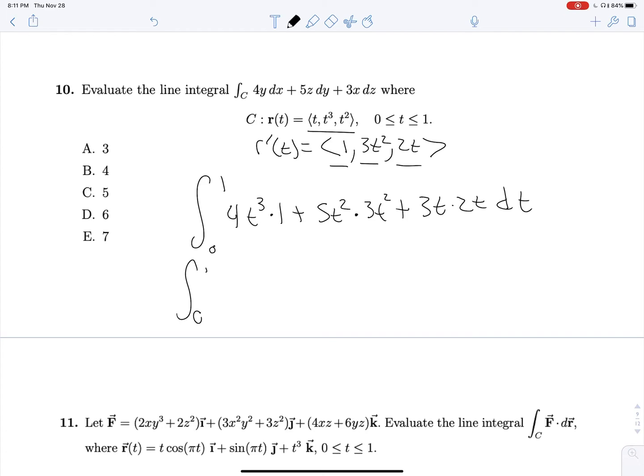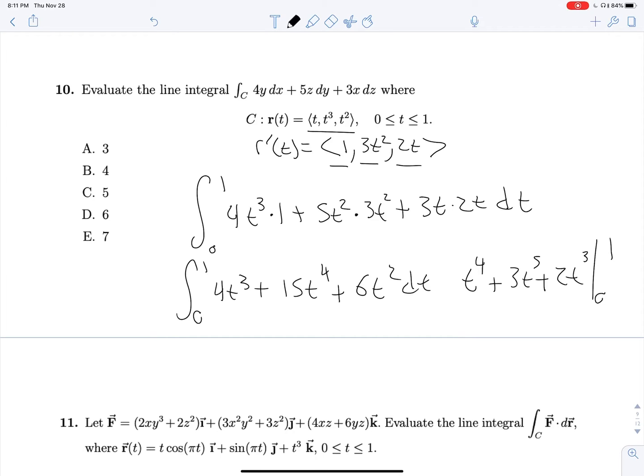We can simplify this down to the integral from 0 to 1 of 4t cubed plus 15t to the 4th plus 6t squared dt, and all of this will integrate to t to the 4th plus 3t to the 5th plus 2t, not to the 6th, to the 3rd from 0 to 1, and that's just going to give us 6.